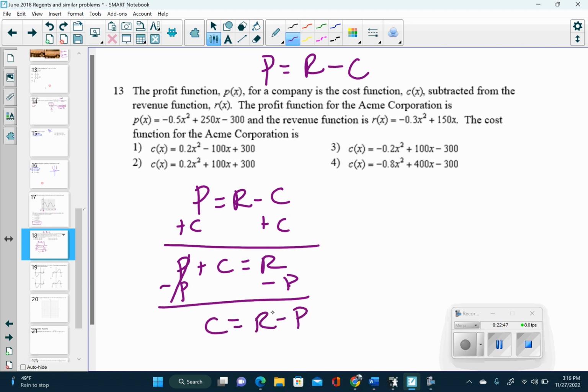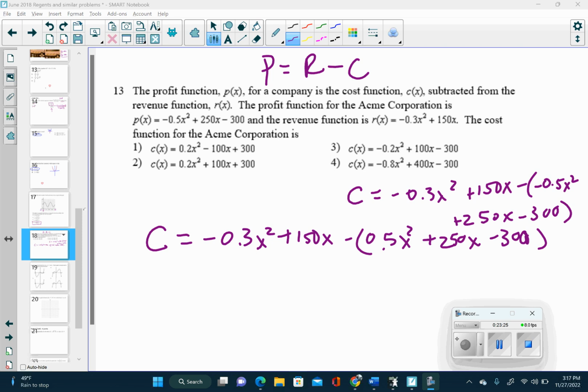Okay, so now I'm looking for the cost is equal to revenue. They're telling me revenue is equal to this thing right here. So negative 0.3x squared plus 150x, and I have to do minus the profit. So profit is this whole thing right here. So I'm going to do parentheses negative 0.5x squared plus 250x minus 300. And now I just need to go ahead and figure out what that's equal to.